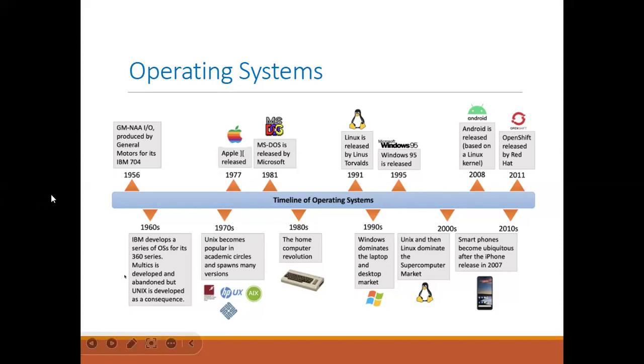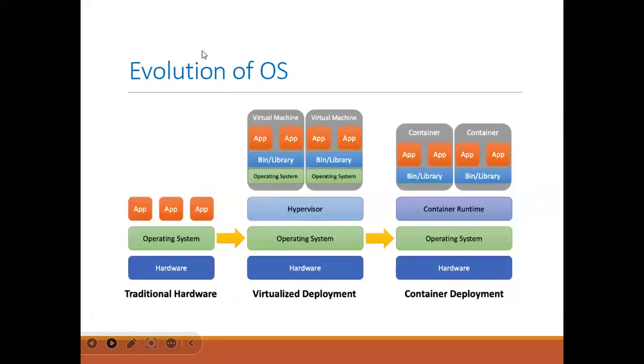So this is the evolution of operating systems, how it started from Unix, and now the latest operating systems are like OpenShift, which was developed by Red Hat. Whatever operating system you take, it may be Mac OS, Windows, Linux, all are derived from Unix only. Okay, so now it's an era of cloud.